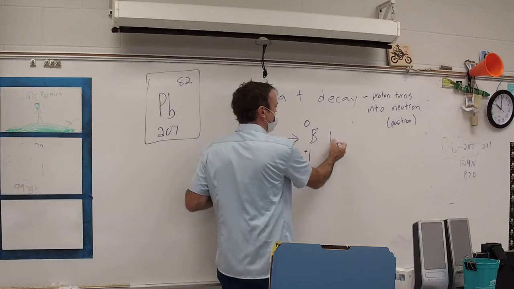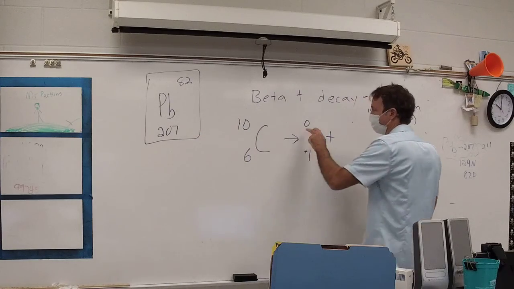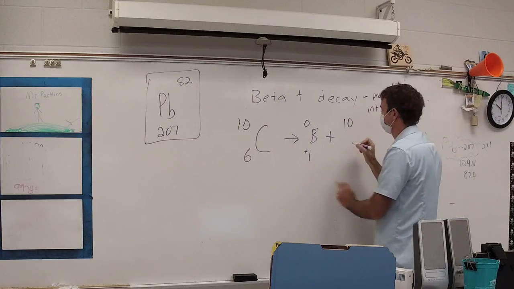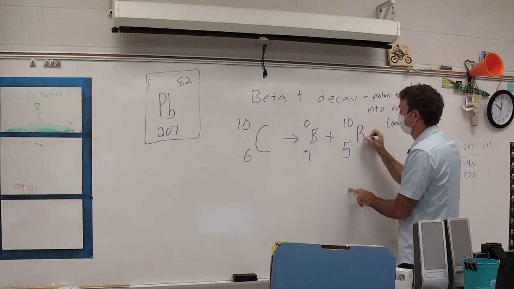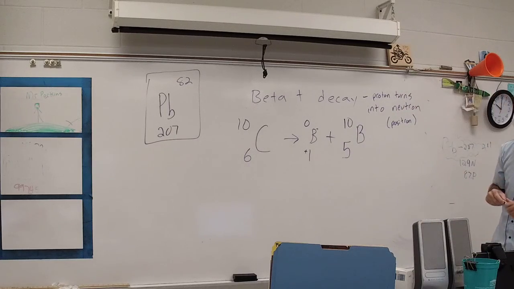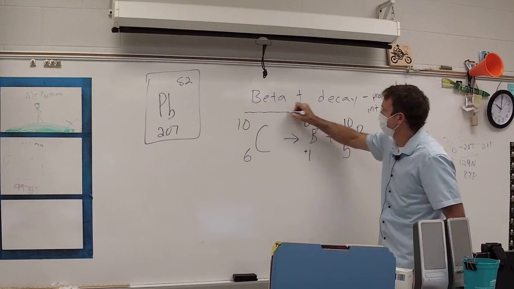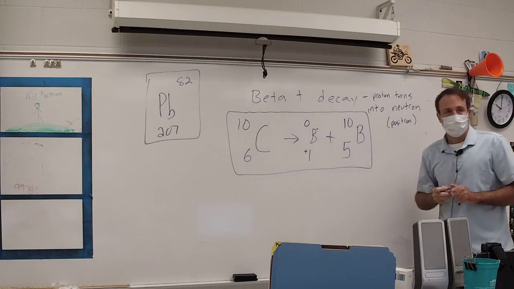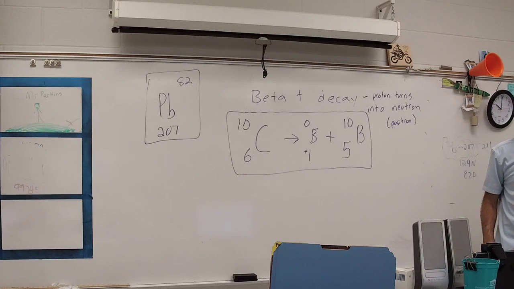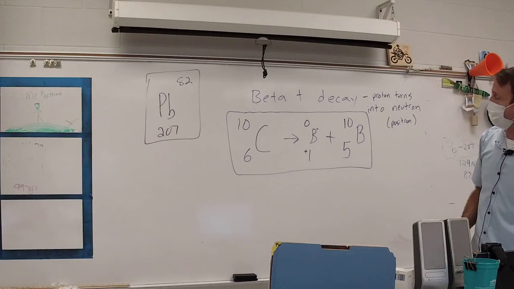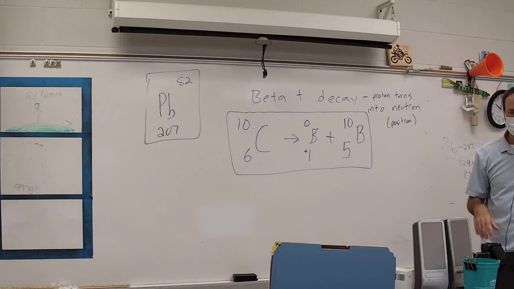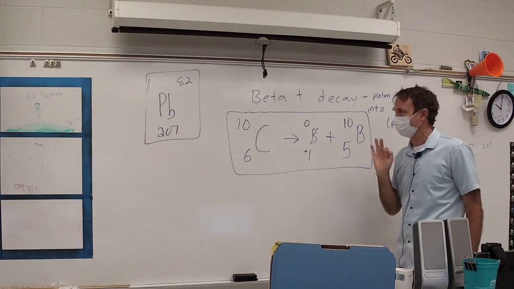All right? So what would that leave us with? 10 and 0 is still 10. And what and 1 is 6? 5. The beta positive decay of carbon 10 would end up producing boron 10. Does that make sense? And boron normally weighs 11, so this may or may not be stable. You're only off by 1. So those are the 3 mathematical types of decay.